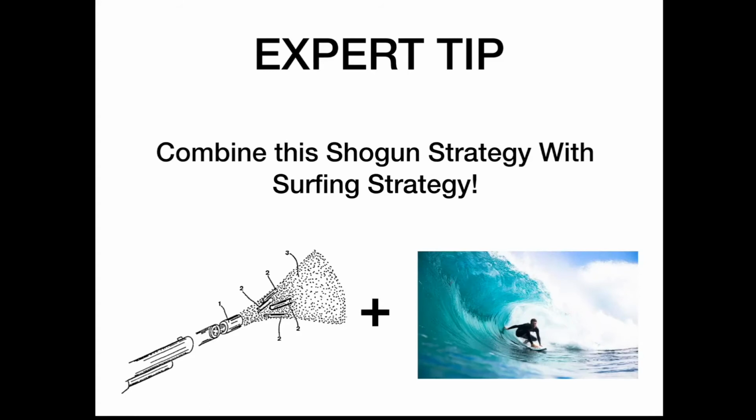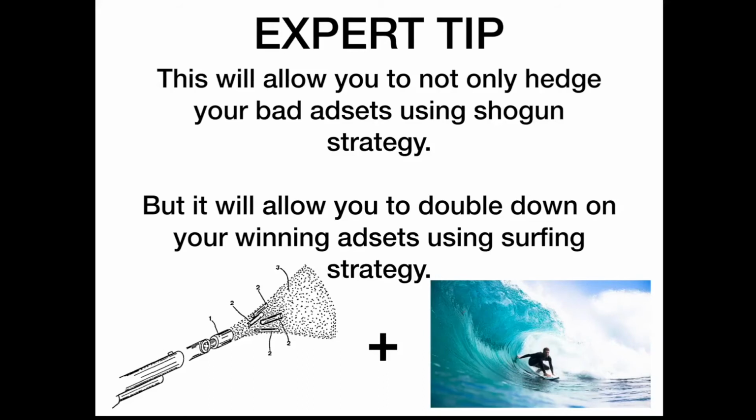Now, this is an expert tip. What you want to do is combine the shotgun strategy with the surfing strategy. So all your winning ad sets that are highly profitable at 8 a.m., you want to double. And if it's still highly profitable at noon, double again. So you want to combine both strategies, cut all your losses and scale out your winners. When I say scale out, scale it even further using the surfing method. So this will allow you to not only hedge your bad ad sets using the shotgun strategy, but it will also allow you to double down on your winning ad sets using the surfing strategy.